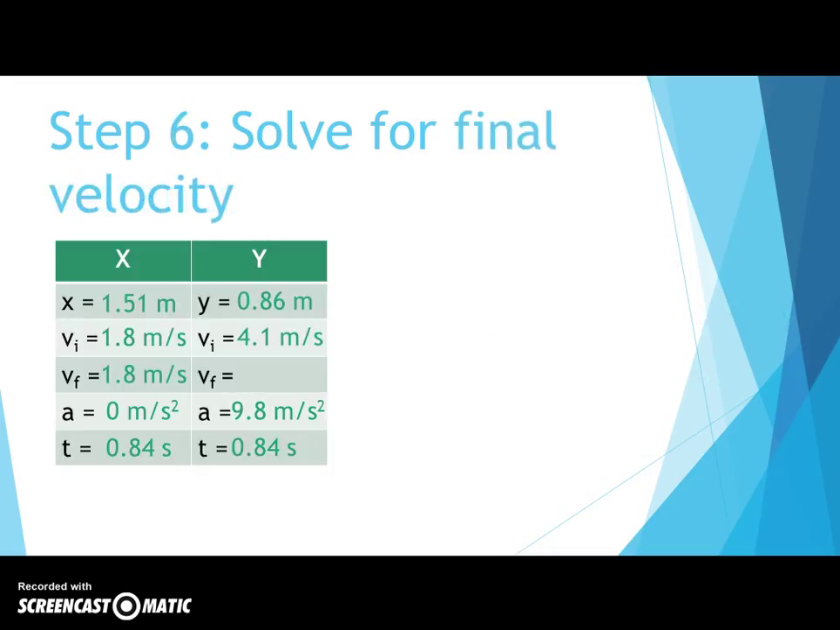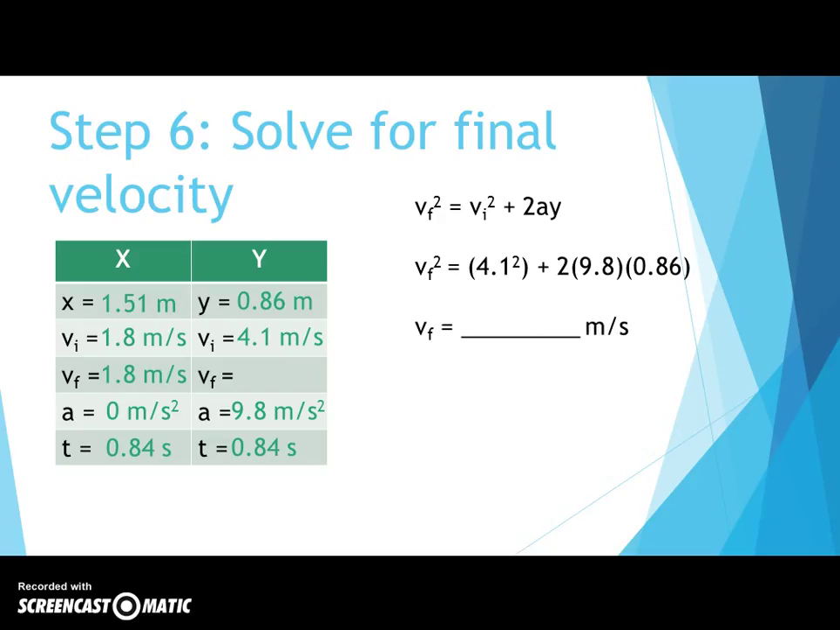Now, last step, final velocity. For the y direction, you can do this a number of ways. I'm just going to use the VF squared formula again. So VF squared equals 4.1 squared plus 2 times 9.8 times 0.86. VF, you should get roughly about 5.8. And of course, that will go into your VF slot.